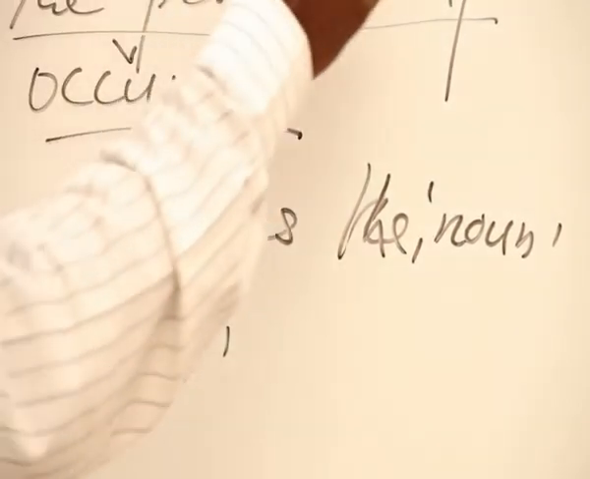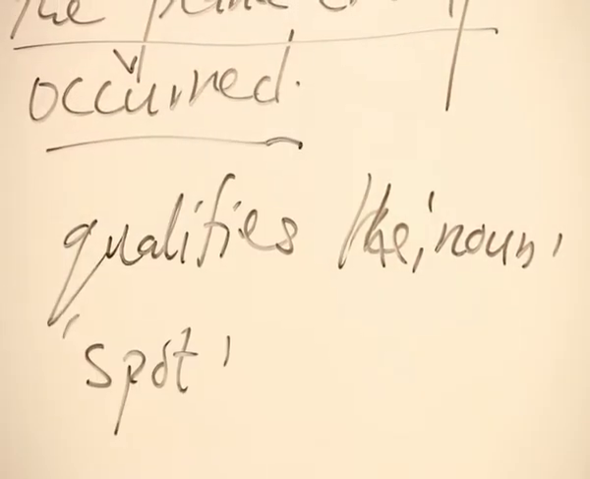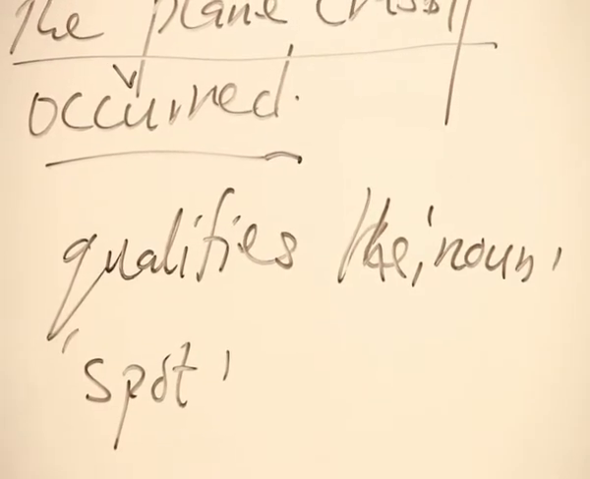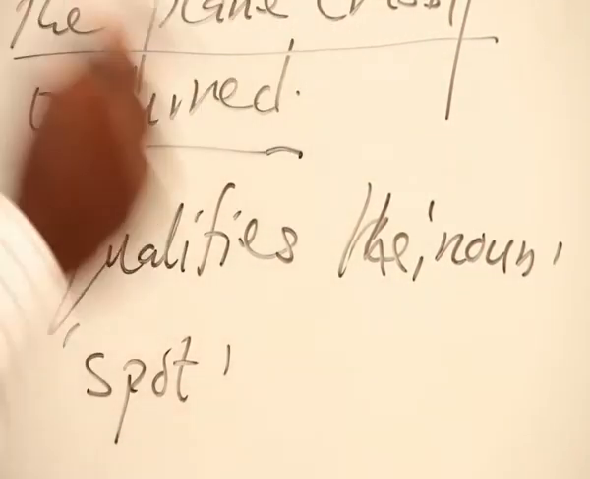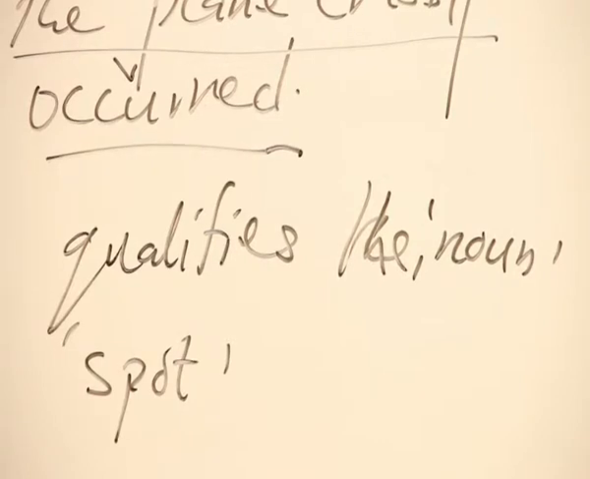Again, what makes it a relative clause is that it relates back to spot. The spot is the same thing as where the plane crash occurred. That is it. So by this we have seen examples of the relative clause or the adjective clause. Remember that the relative clause or the adjective clause does the work of an adjective.